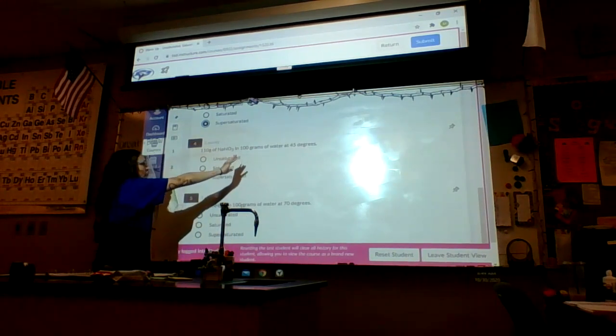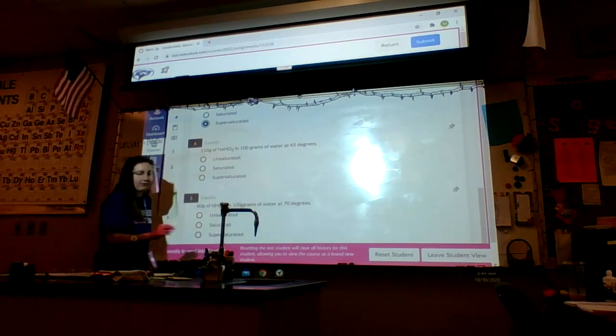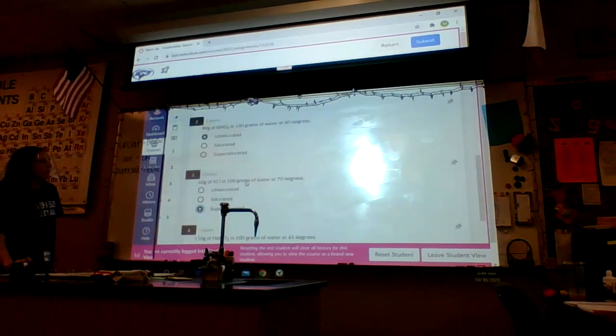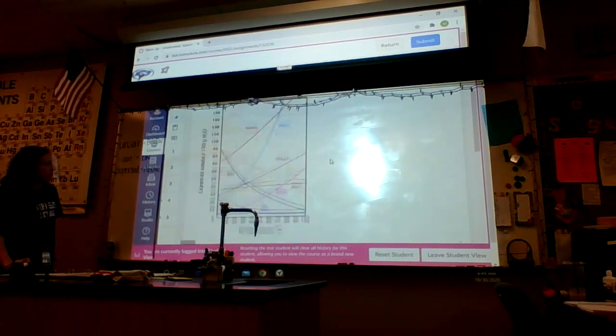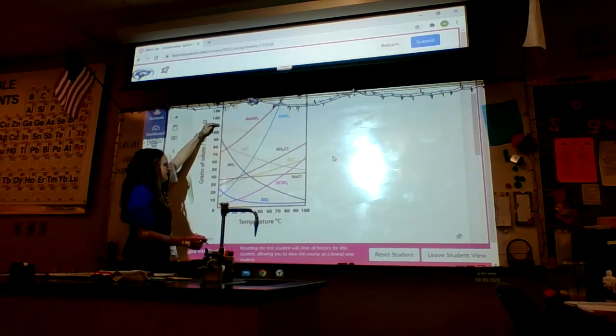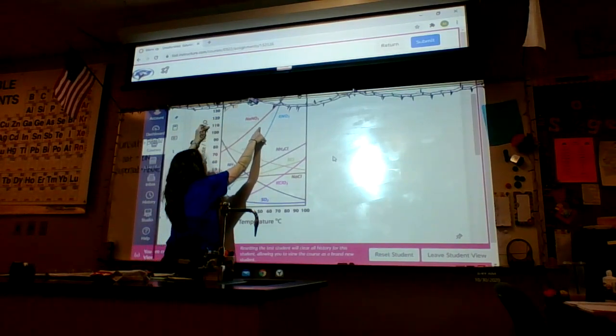All right, this next one, I have 110 grams of NaNO3. We don't care about 100 grams of water at 45 degrees. So 110 grams, 45 degrees. We're going to do the same thing every time. 110 grams, 45 degrees. 110, 45 is in the middle, right here.